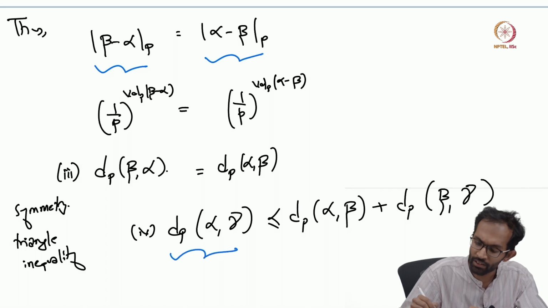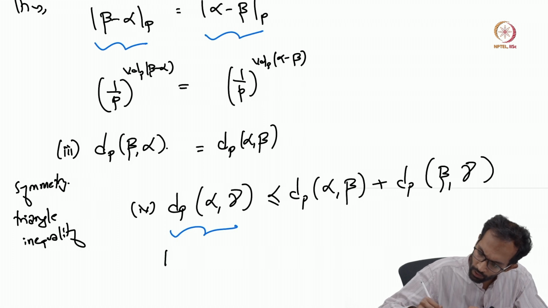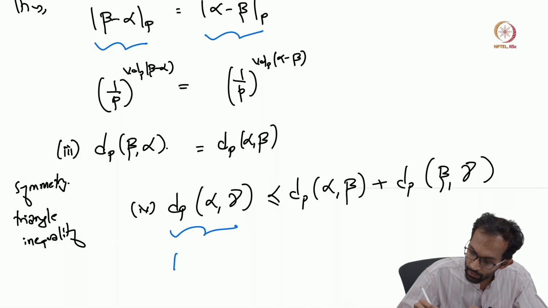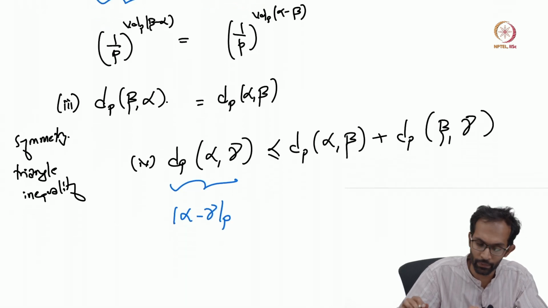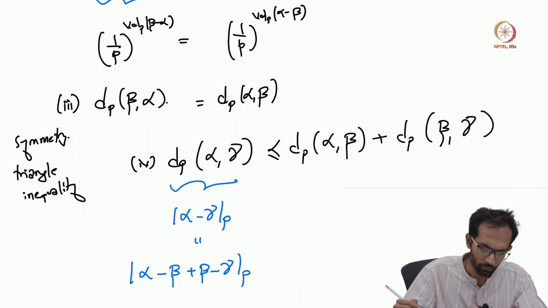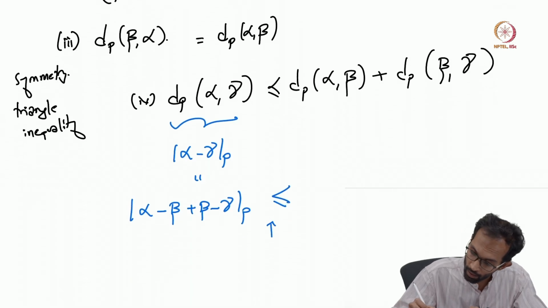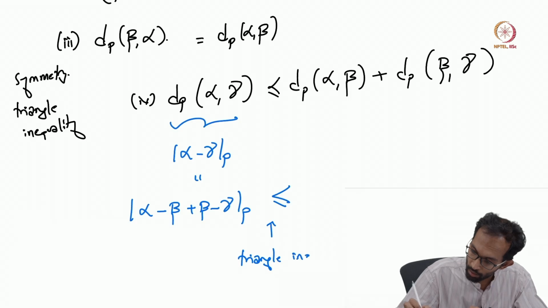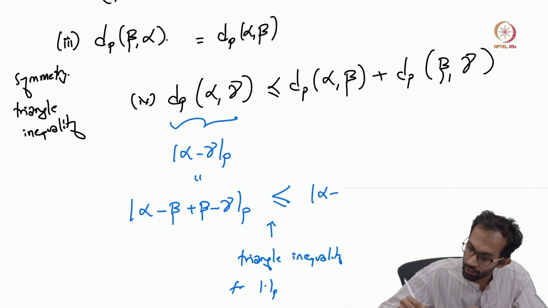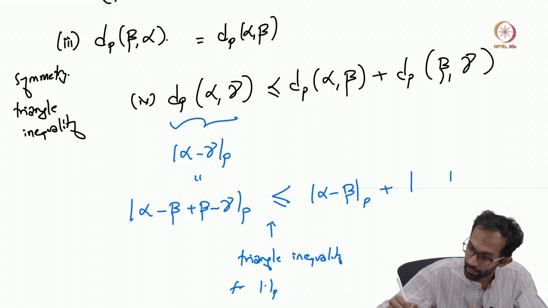And again, just unwinding definitions, the left hand side is nothing but you take the difference between alpha and gamma and compute the p-adic absolute value, and then you do this trick of adding and subtracting beta, and then using the triangle inequality for the p-adic absolute value that we just observed earlier, you get it's less than or equal to the sum of the p-adic absolute value of alpha minus beta and the p-adic absolute value of beta minus gamma.